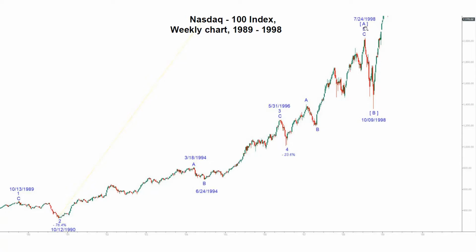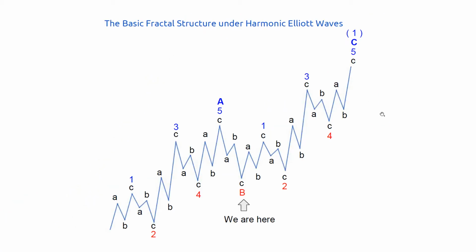So we counted that as our larger wave A, and off that larger wave A made in 1998, we got a corrective move down that was a corrective wave B, which bottomed in October 1998. Again, let's remind ourselves about our basic pattern. This is our 5 up in A, this is our 3 down in B.